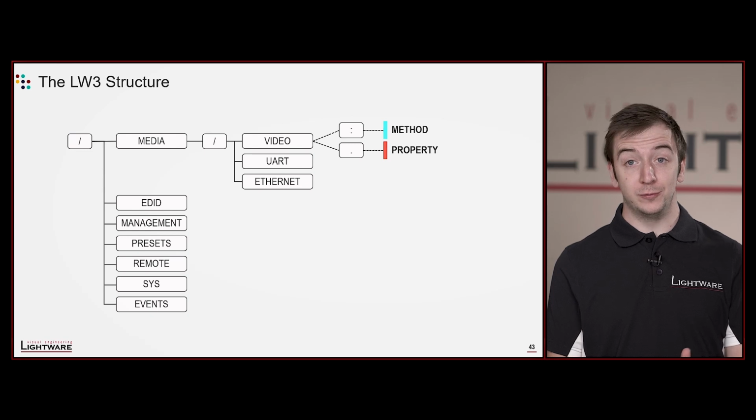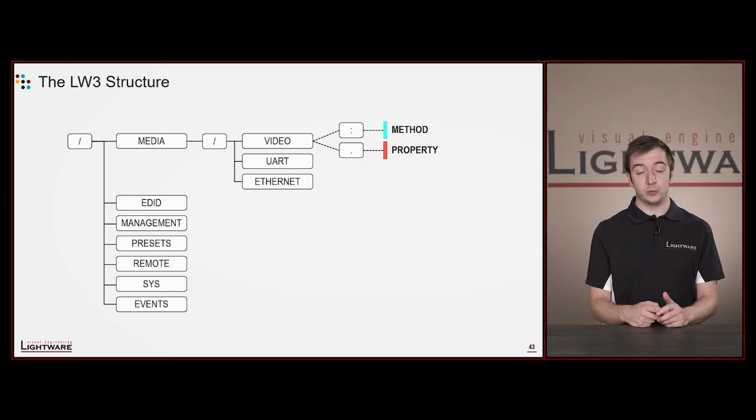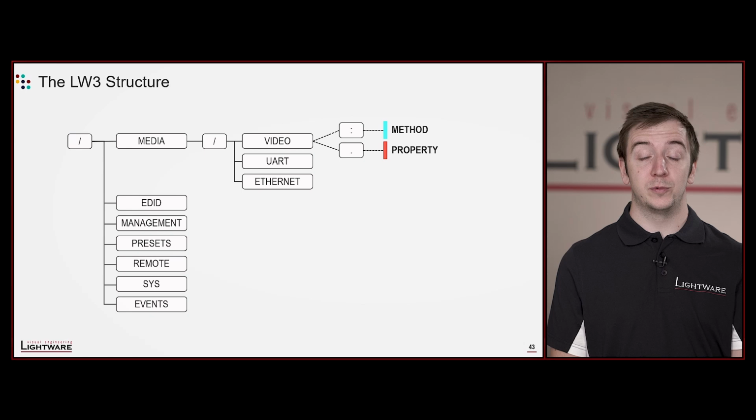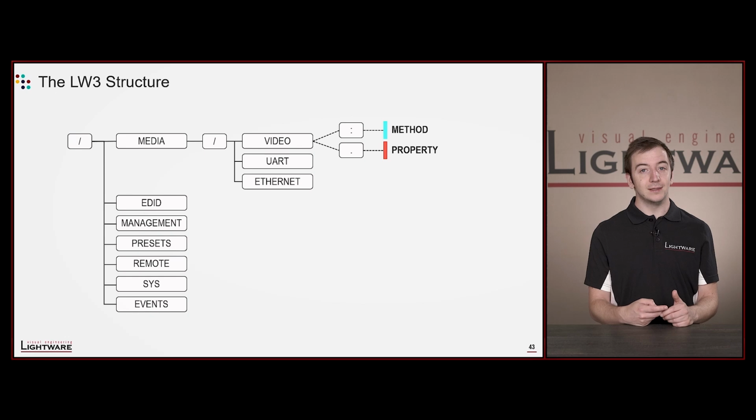Now, for those of you who are still with us, let me explain the theory behind the LW3 protocol. The LW3 protocol uses a node structure that is quite similar to the folder system in any computer. All the methods and properties are organized in a logical structure that is called the LW node tree. The Lightware commands consist of four main parts. The endpoints of this node tree can be methods, properties, or nodes themselves.